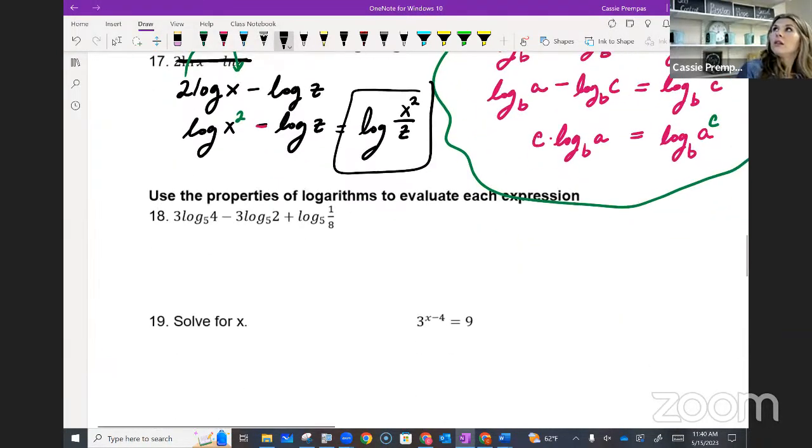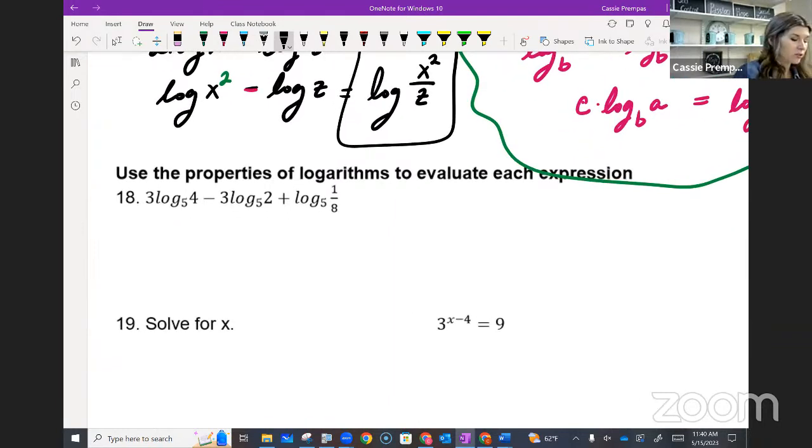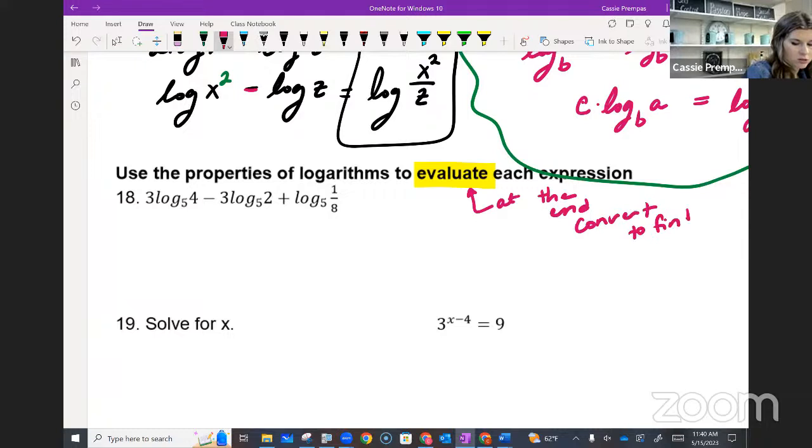All right. Then this one says use your properties. You're doing it again. But at the end, you need to actually determine the value of the log. So you'll convert it. I'm not going to do this one with you because I want you to practice it, but that word means at the end, convert to find the answer.